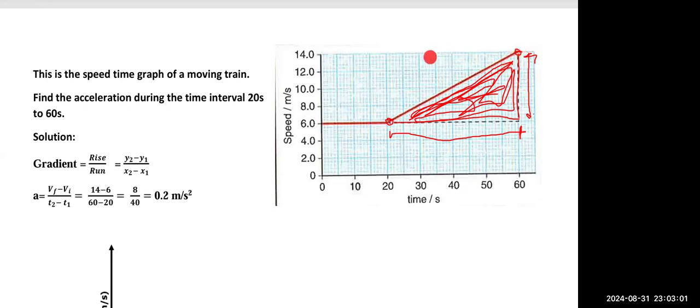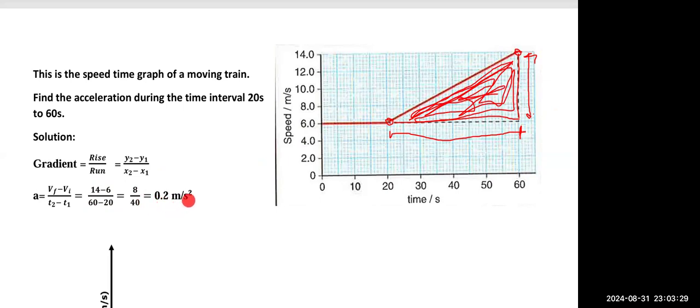The value of y2 is 14. This is the lower point, which is y1. The value of y1 is 6. So I have 14 minus 6. From this point you have to move downward. The time is 60, and this point will be 20. So 60 minus 20, 8 divided by 40, it will be equal to 0.2 meter per second square.